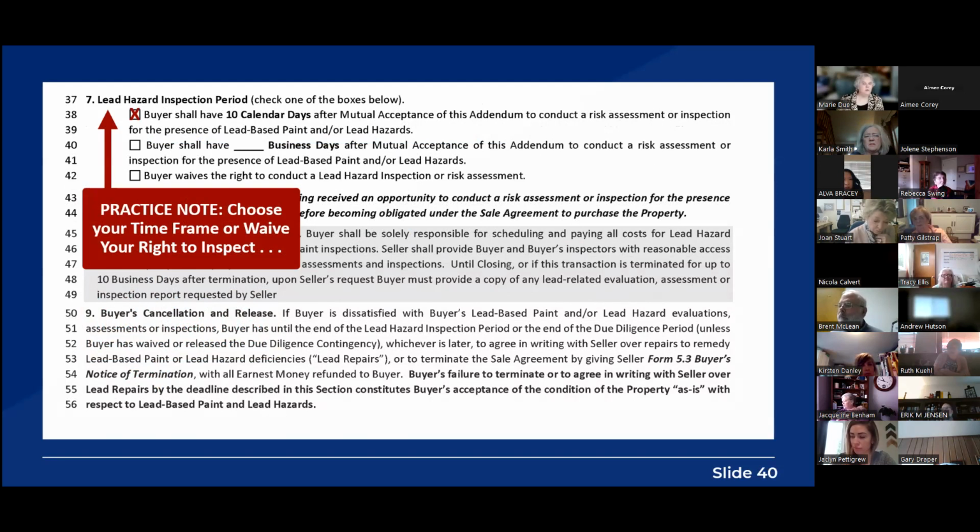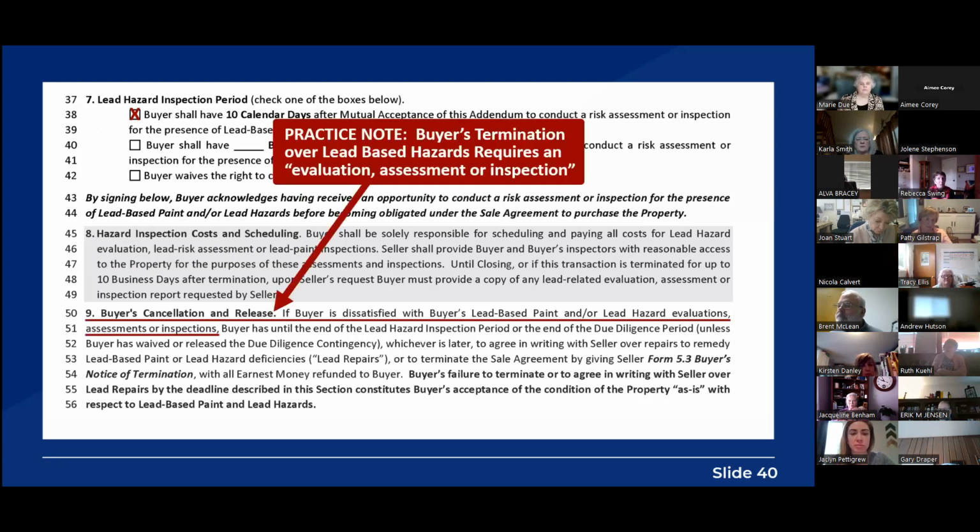But if for some reason, let's just say the seller had all the reports, I would choose the second box and say, buyer shall have 3 business days to conduct the risk assessment or do an additional inspection. They have all the information. They may not want to wait the 10 days, but that is there for them. And then if they waive the right, make sure that you've gone over their rights and regulations.